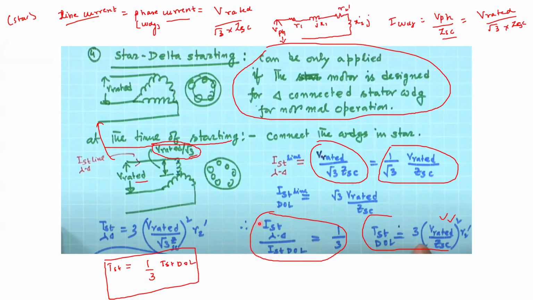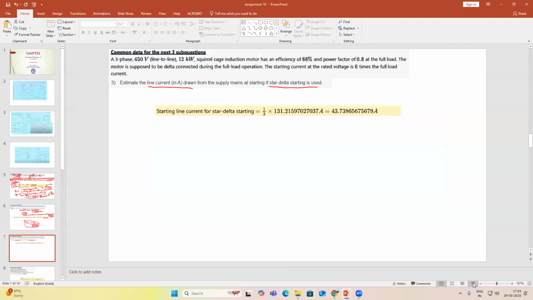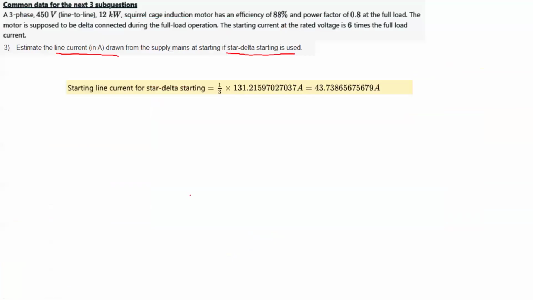In the star delta starting, if you take the ratio of the starting current drawn by the star delta starter to the starting current drawn by direct online starting, you will see it is one third. So the starting current by the star delta starter is one third of the starting current using DOL. So in this question we will use this relation: I starting star delta is one third I starting DOL.